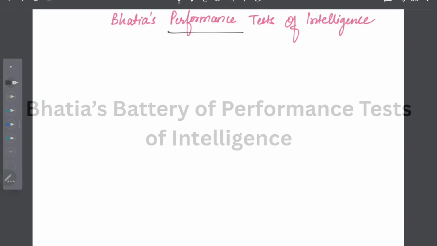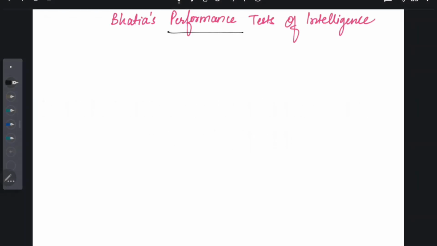Bhatia's performance test of intelligence. Emphasis on the word performance. The tests in this battery are completely based on performance, that is, manipulation of concrete items or concrete objects. All items are performance based.